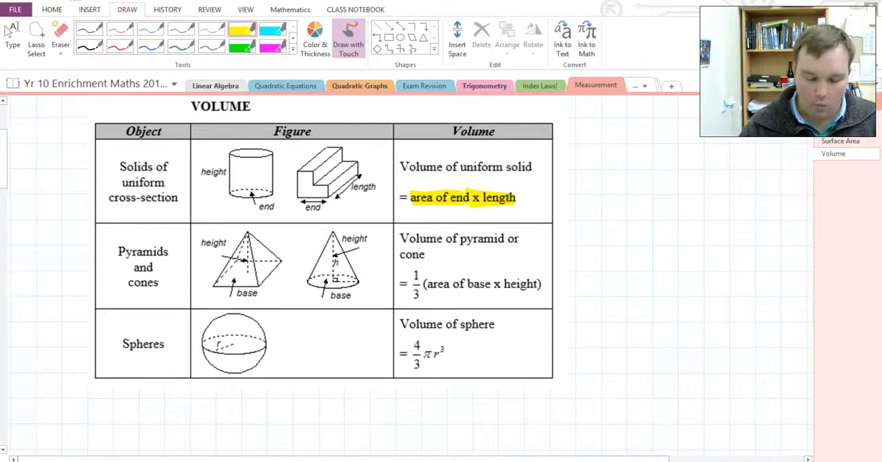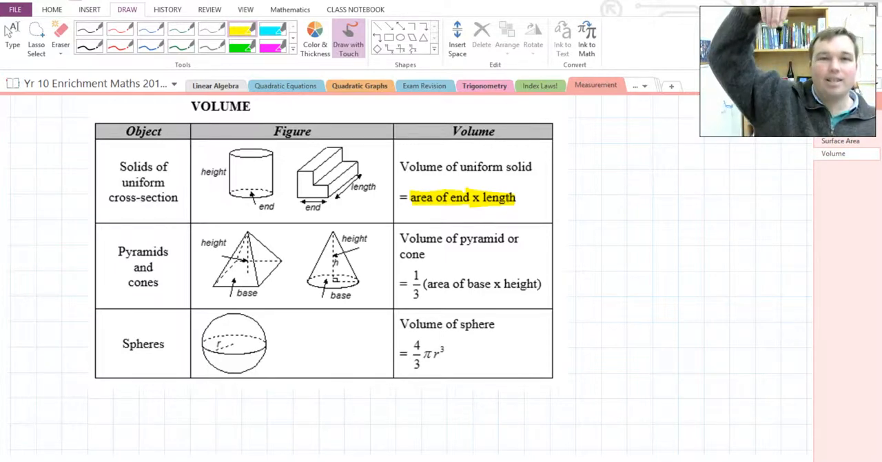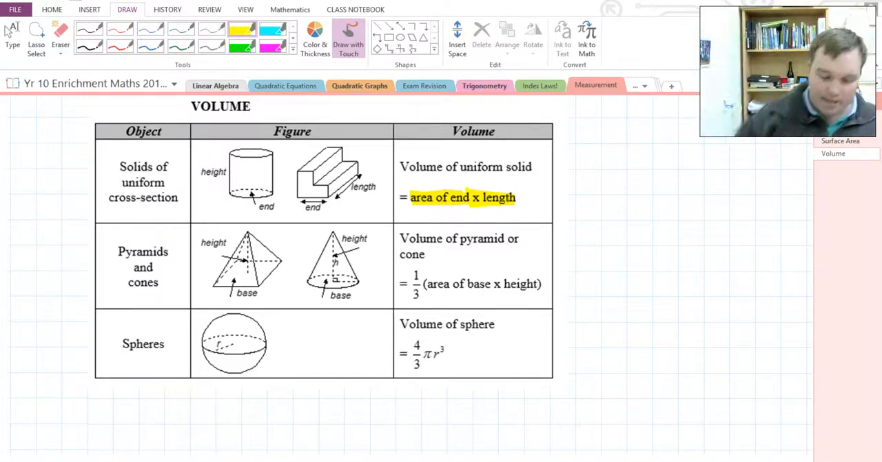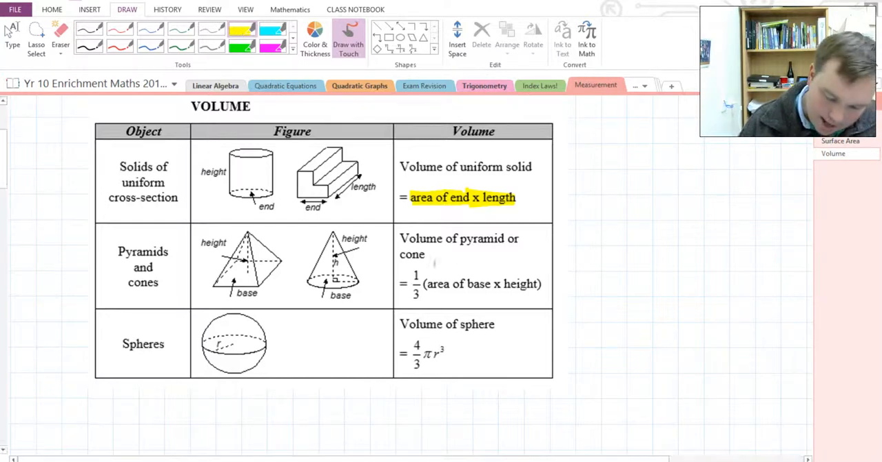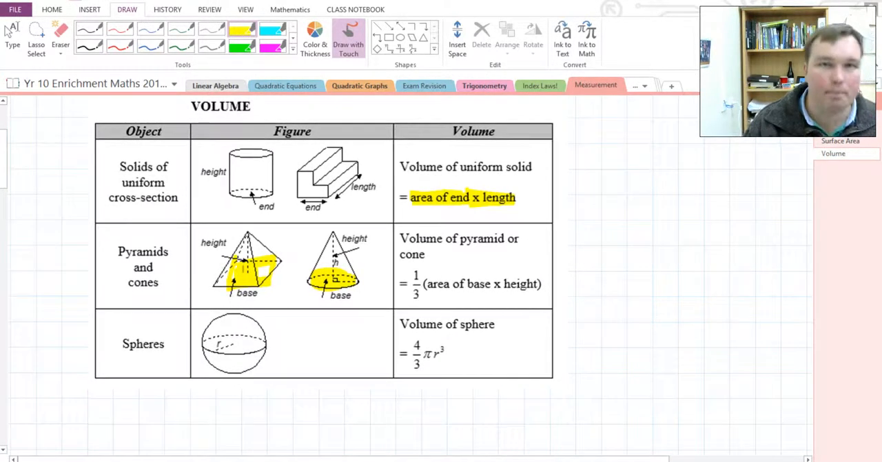Cones work in a similar way. Cones, pyramids, otherwise known as tapering solids. Anything that tapers up to a point is a tapering solid. Now, a tapering solid has area of base, whether it's circular, square, rectangular, pentagonal, area of base times height multiplied by a third.